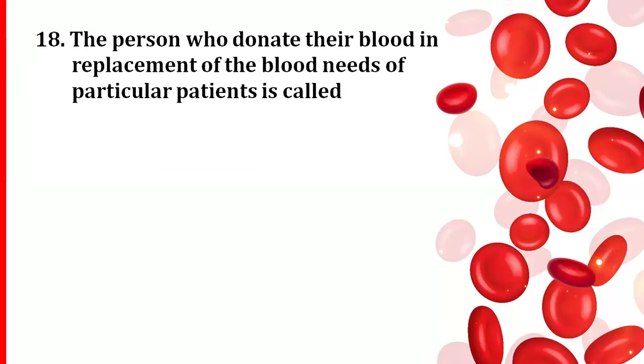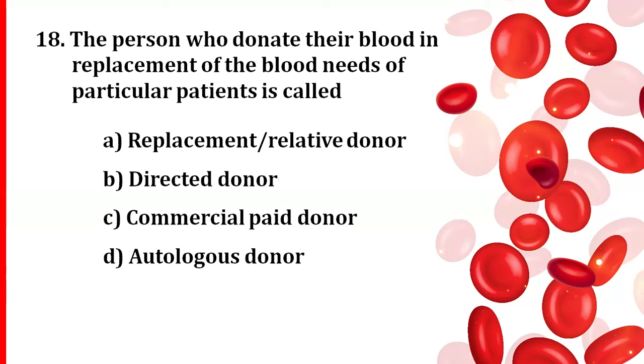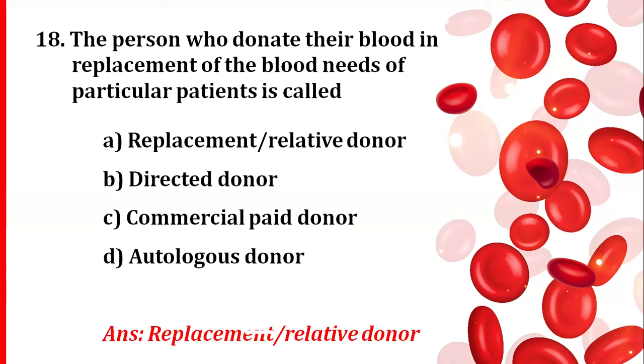Next question. The person who donates their blood in replacement of the blood needs of particular patients is called: Option A, replacement or relative donor. Option B, directed donor. Option C, commercial paid donor. Option D, autologous donor. Here the right answer is replacement or relative donor.